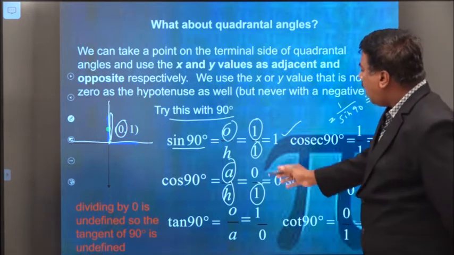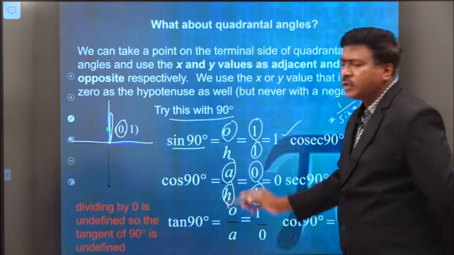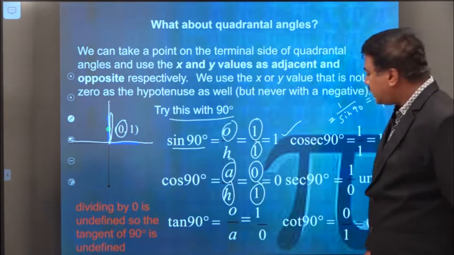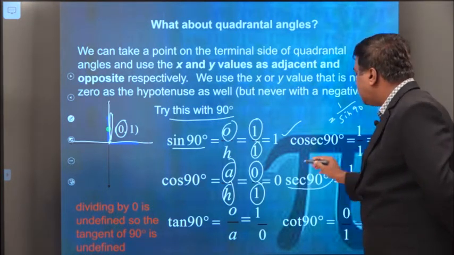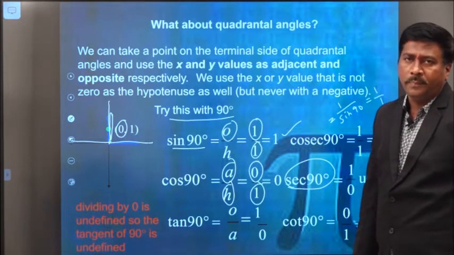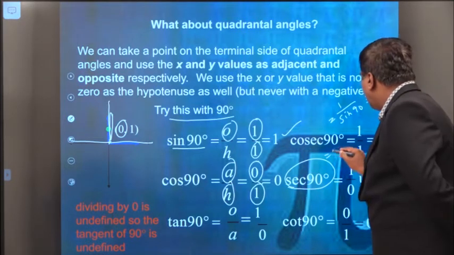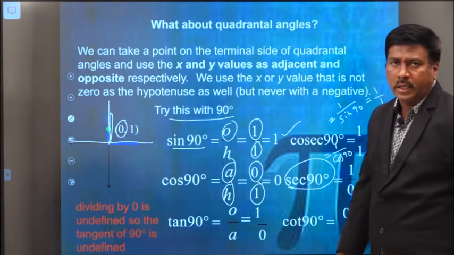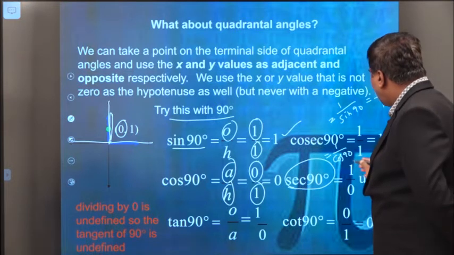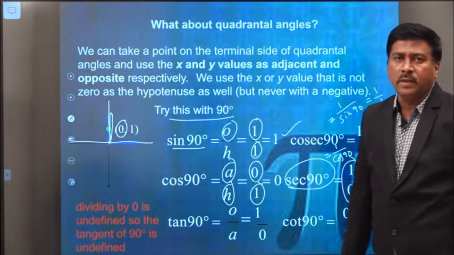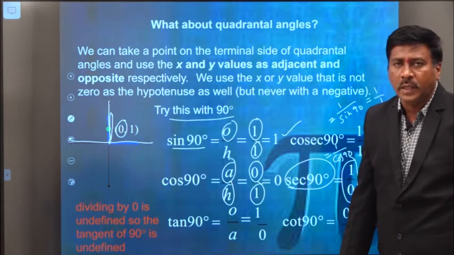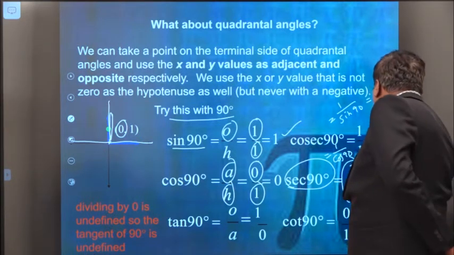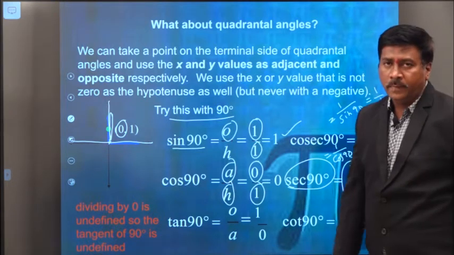For the opposite side, you have to consider it as 0, then 0 by 1 is equal to 0. In a similar way, secant 90 degrees is equal to the reciprocal of cos 90, that is 1 by cos 90. But first you have to evaluate the value of cos 90. Cos 90 is 0, so we get 1 by 0. In a fraction, if the denominator is 0, then it is undefined. That means the value is equal to infinity.